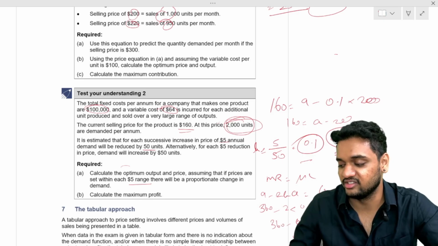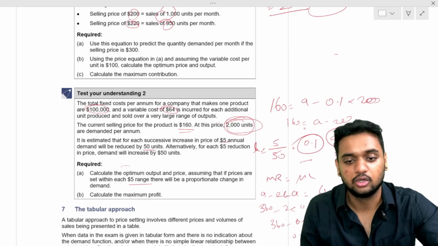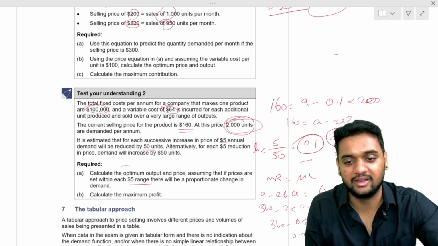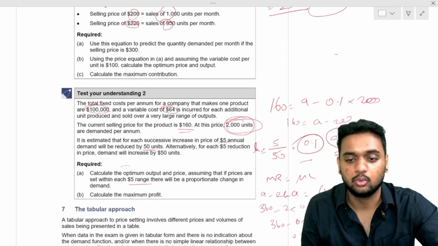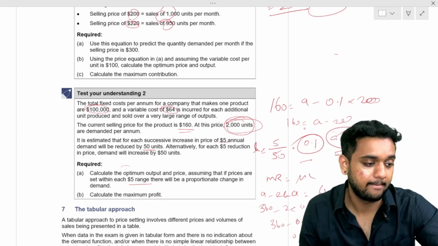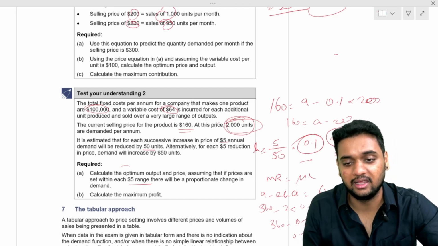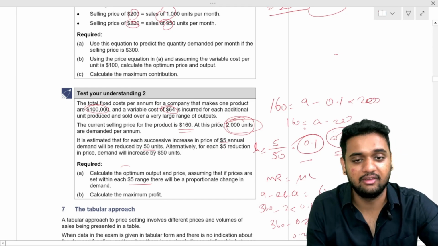0.2 Q is equal to 360 minus 64, that is 296. So Q is equal to 296 divided by 0.2, you get 1480 units. With that, we can find the P.